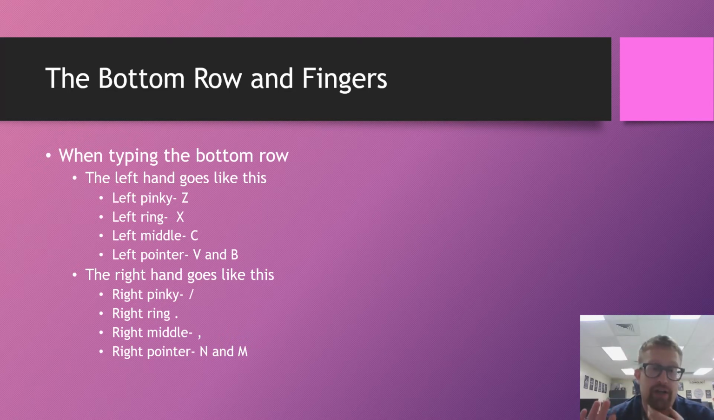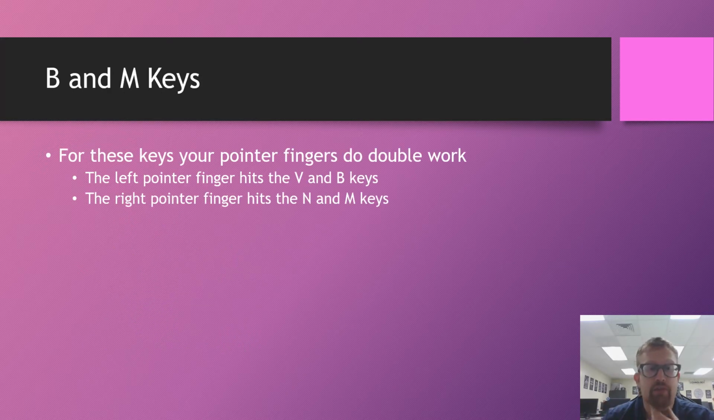On your right hand, you have your right pinky reaching from semicolon to slash, your right ring finger reaching from L to the period, the right middle finger reaching from K to the comma, and then your right pointer reaching from J to M and N. Remember, the B and M keys do double work. These are a little bit of a stretch, but not as bad.